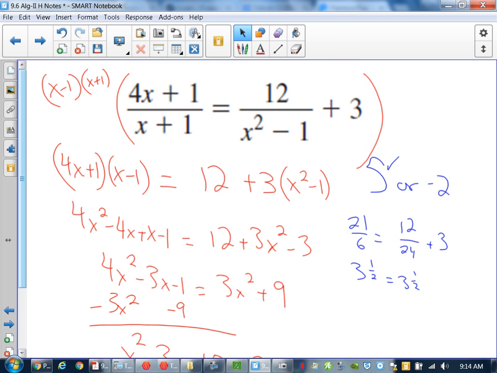If I use -2, I get -8, -7. -7 over -1 is 7. Then I have 12 over 3, which is 4. 4 plus 3 is 7. So they both work. Always double check your answers. One of them might work, one of them might not work. Both of them might not work, I don't know.